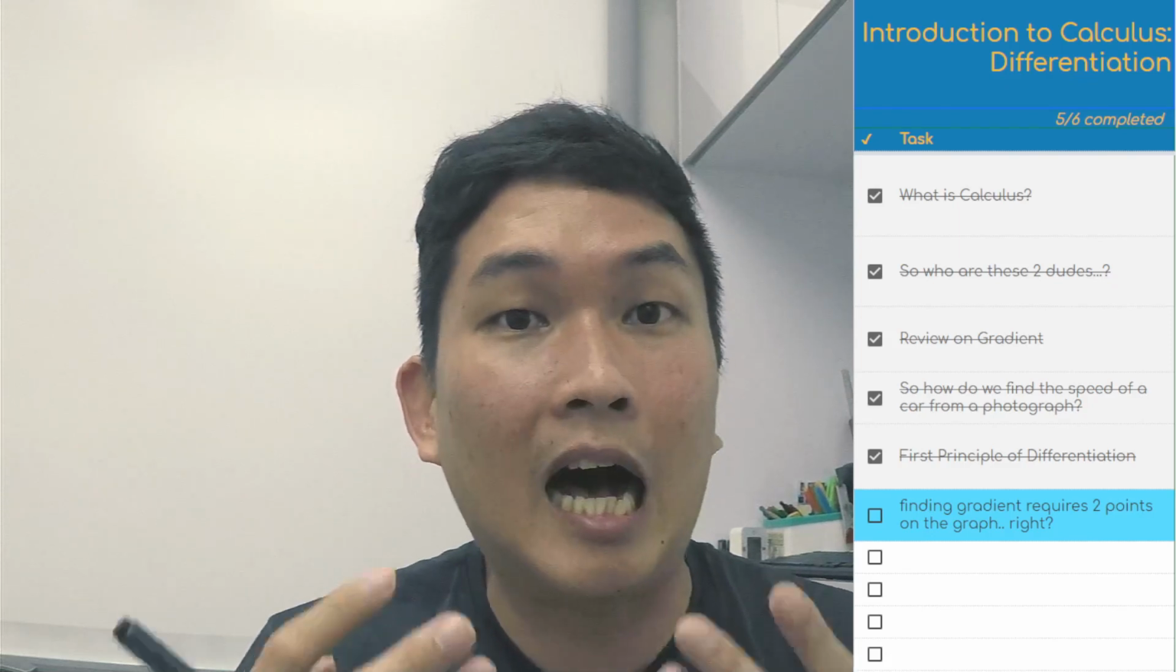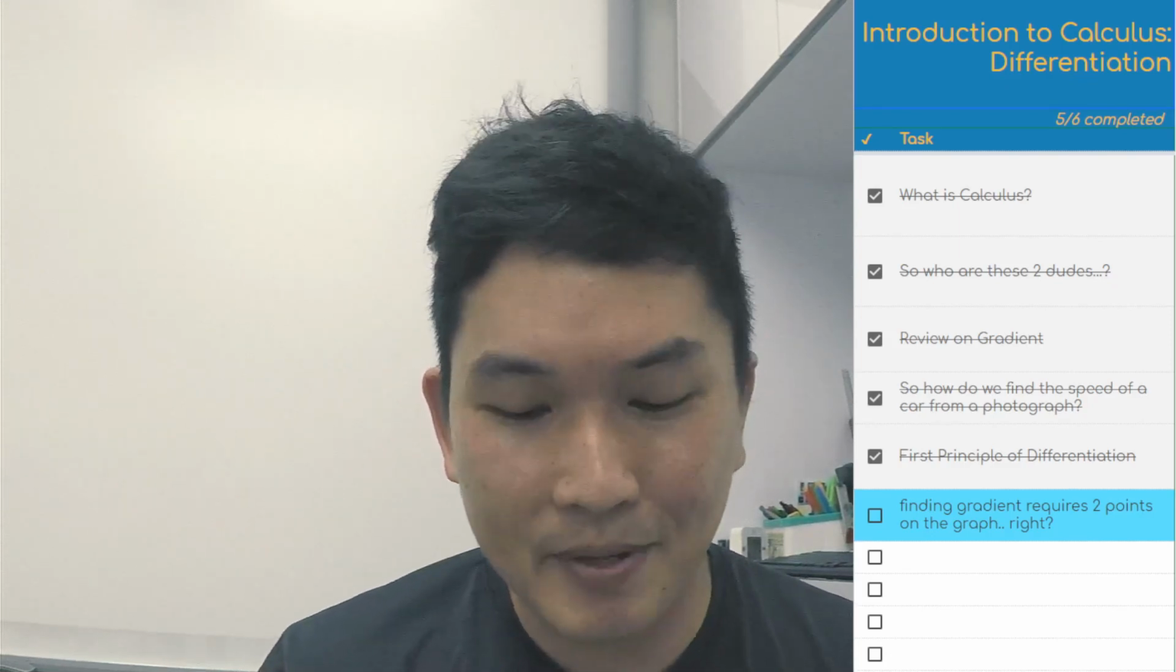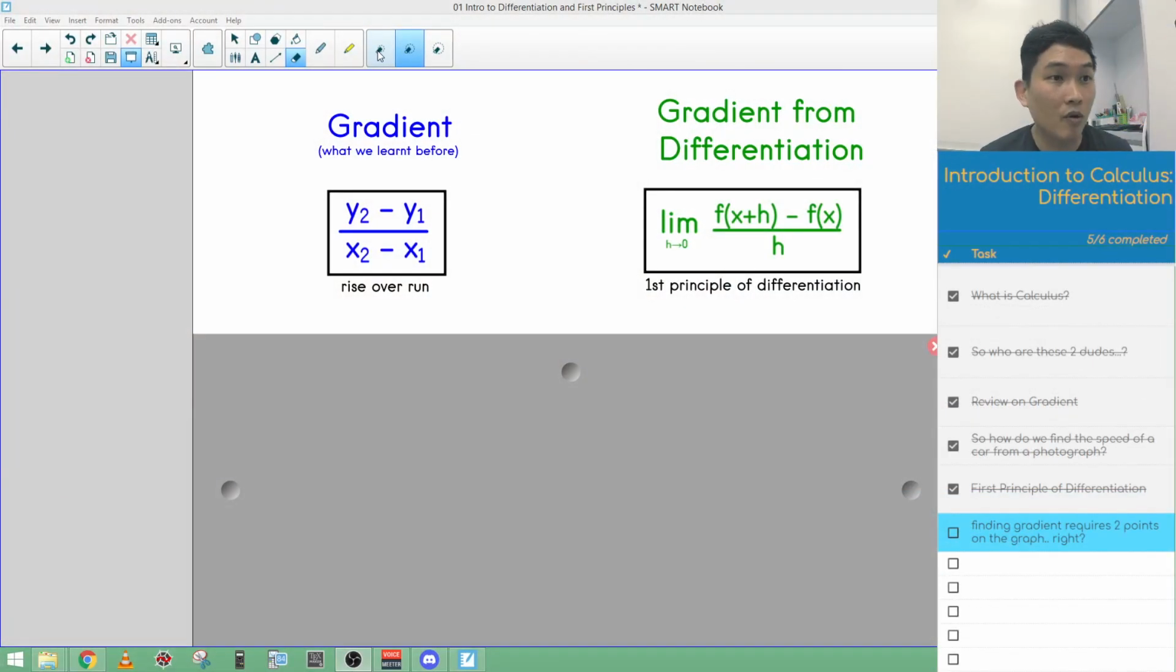And today in this video, we're going to go through an example on how to apply this first principle. But before that, I want to do a recap of what we learned so far. What you see on the screen is, on the left, in blue, the gradient, which I'm going to call rise over run or straight line gradient. That's what we learned before. And on the right, in green, is what we're learning right now, differentiation using first principles.